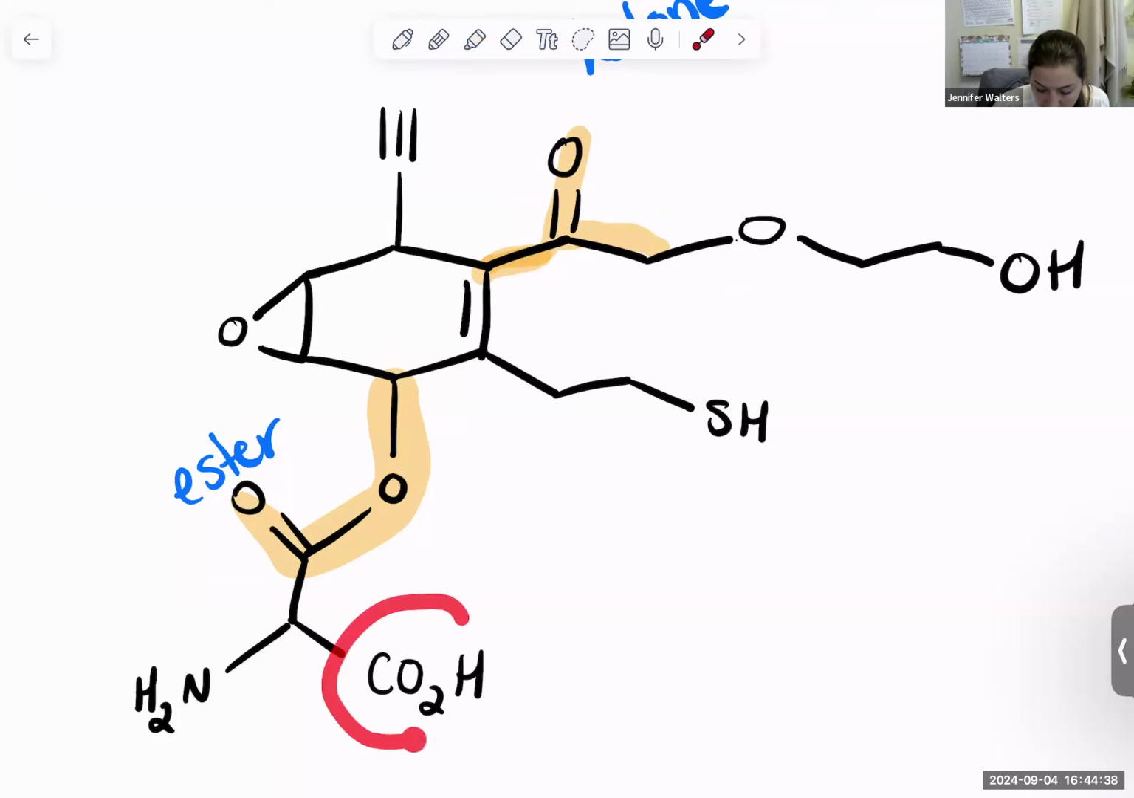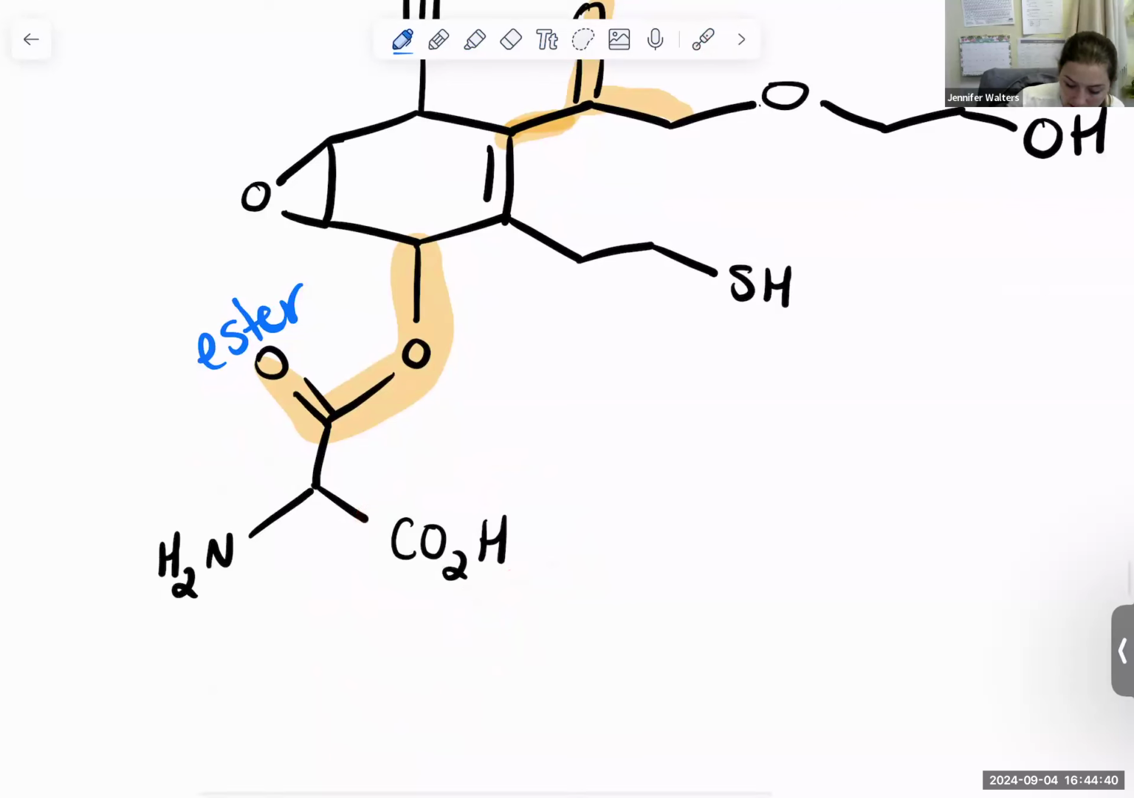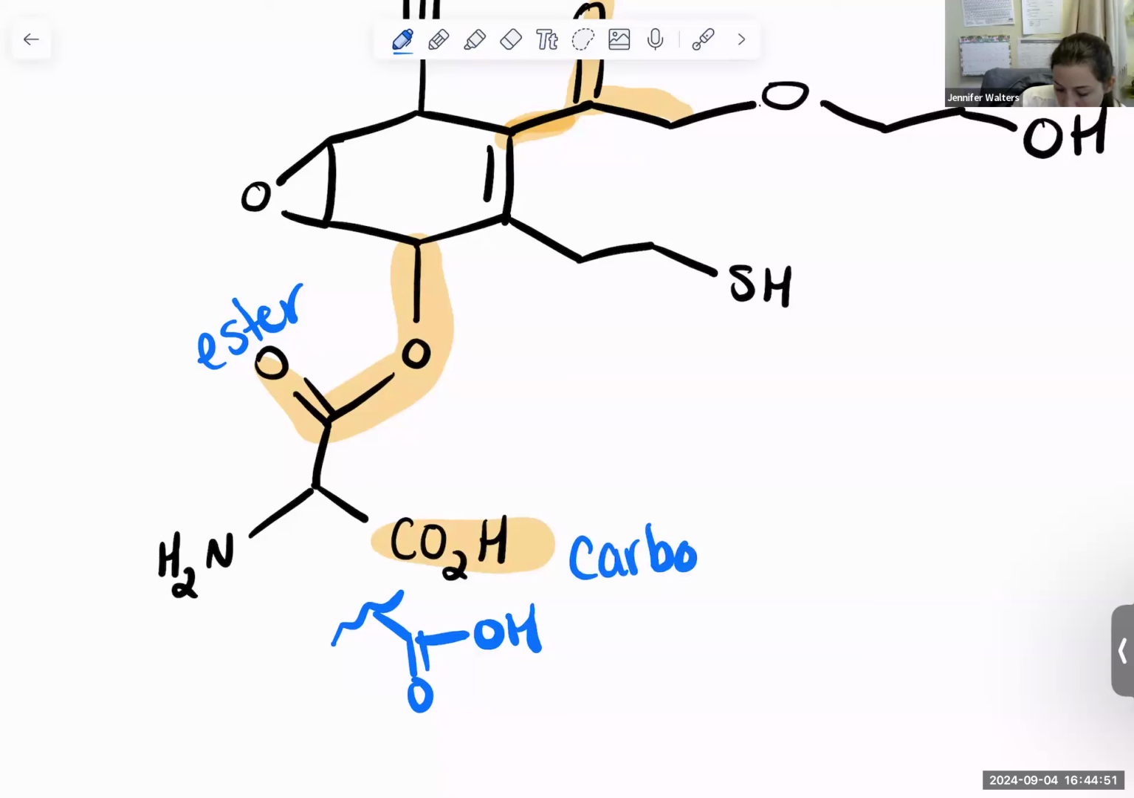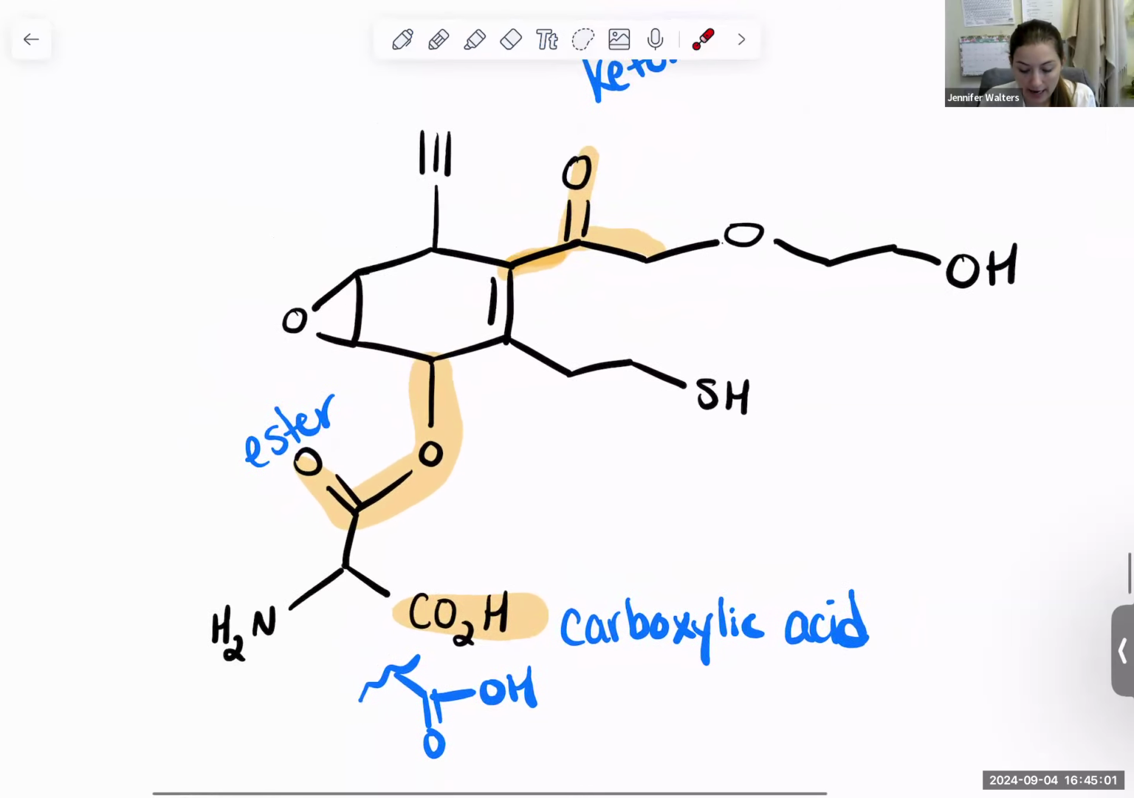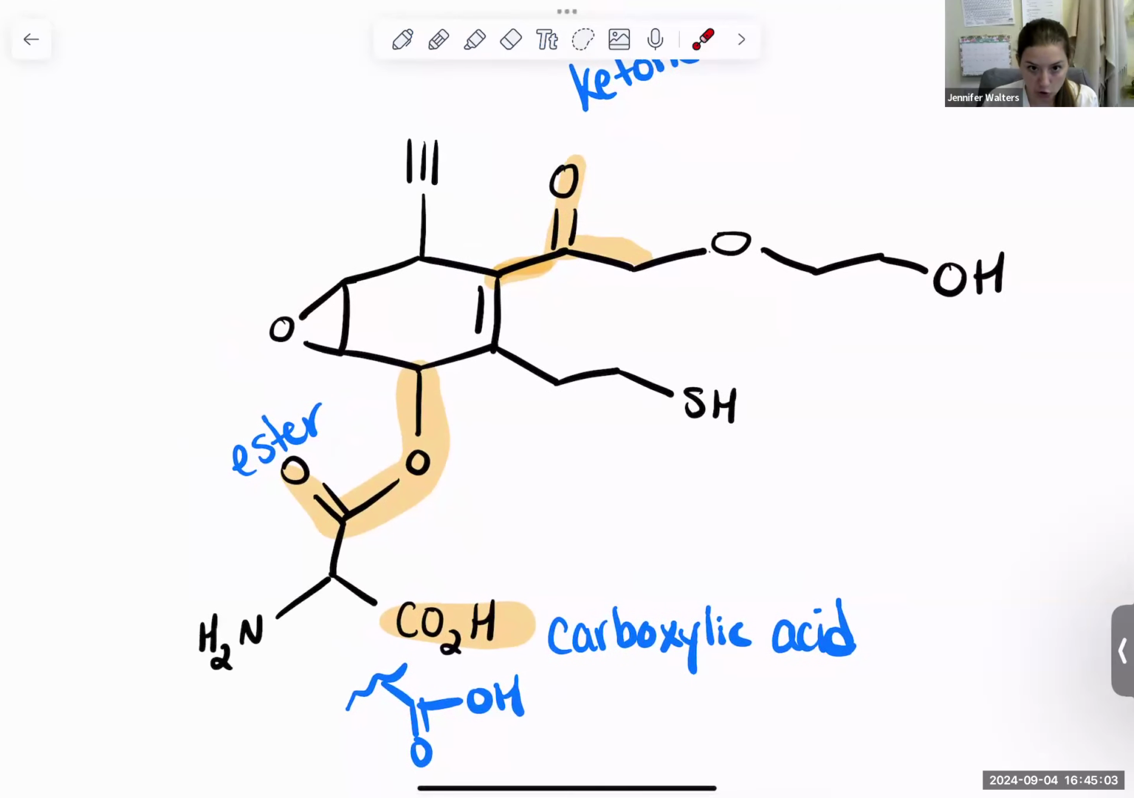Then I see that this, if it were expanded, would be a CO2H, so that is a carboxylic acid, because I have the carbon, double bond oxygen, single bond OH. That makes it a carboxylic acid. So those are all of my carbonyl-containing functional groups.